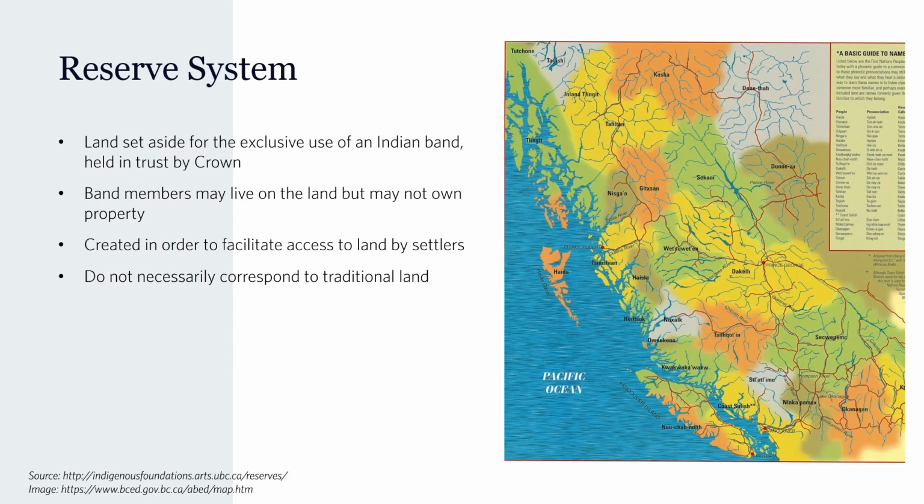The Indian Act created the reserve system, which set aside Crown land for the exclusive use of an Indian band. This was a mechanism used to allocate land for the use of Indigenous peoples while facilitating appropriation of land for the use of settlers. This also entrenched inequity by preventing land ownership and resulted in loss of access to traditional land.